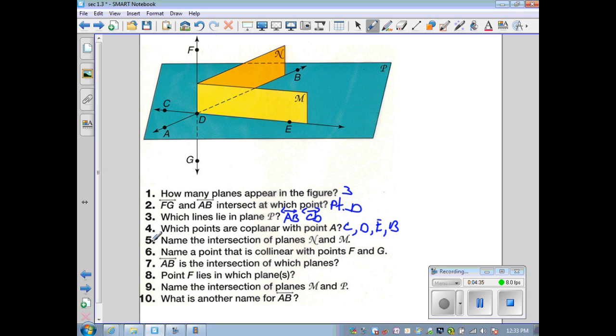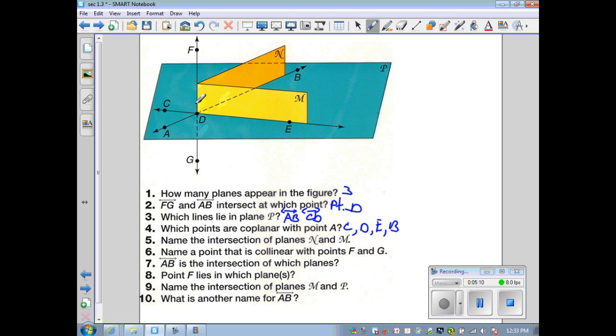Number 5, name the intersection of planes N and M. From a previous postulate, we know that 2 planes intersect and their intersection is a line. N and M are the gold and yellow planes. They are sitting on top of plane P, and this represents basically a book that is opened up on plane P, but it's standing on its edge, it's not lying on its back. Therefore, the line that is formed by these 2 planes is line FG.